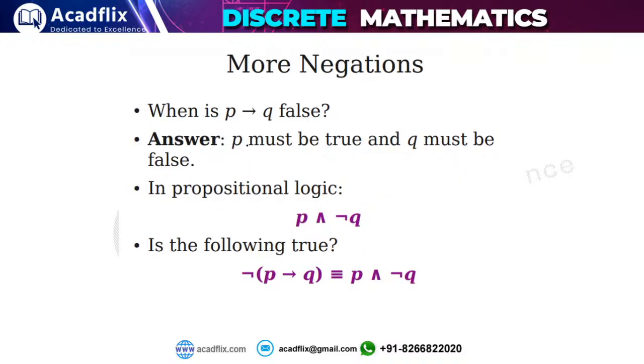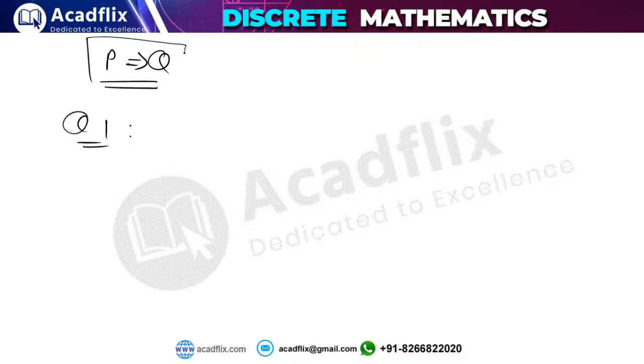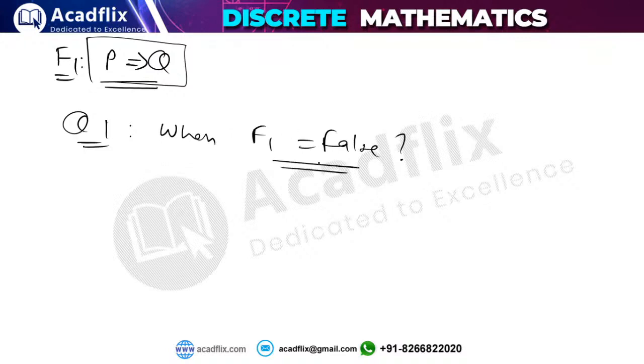Now the next thing, which is important, because I told you yesterday that this implication, P implies Q, is very important in discrete mathematics. So now my question is, when will this become false? Let me write it as F1. So P implies Q is F1. If I ask you, when will F1 become false? In which condition will F1 become false?